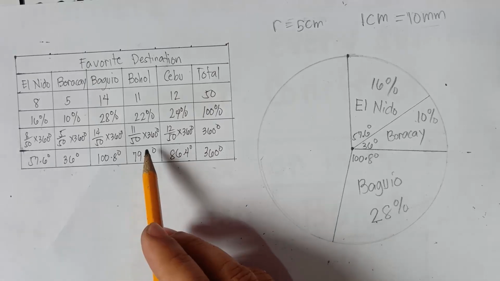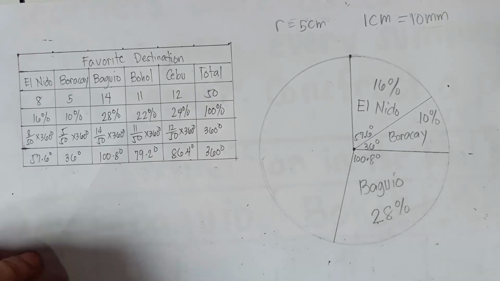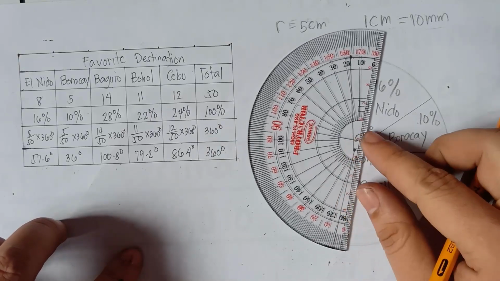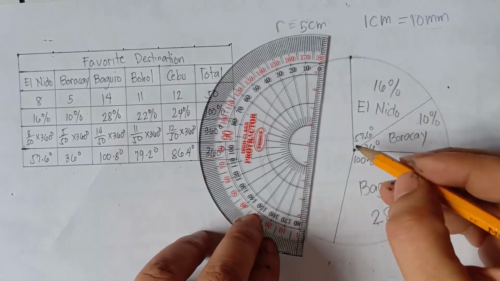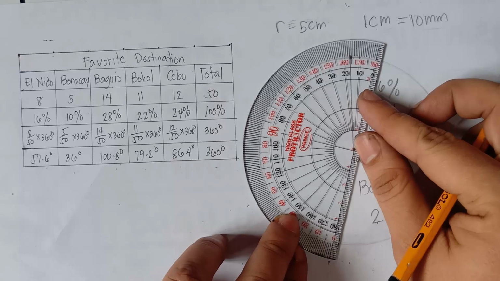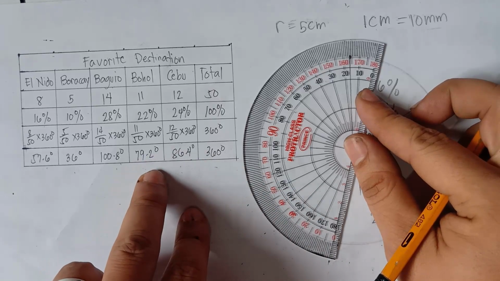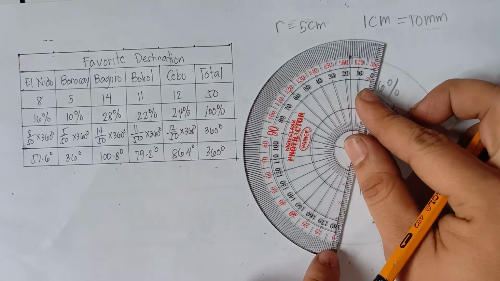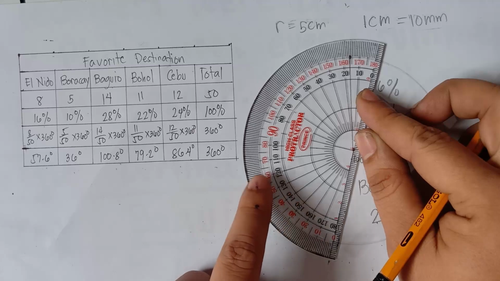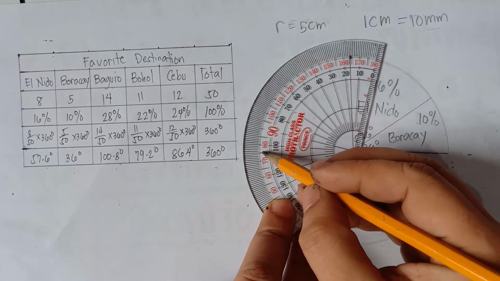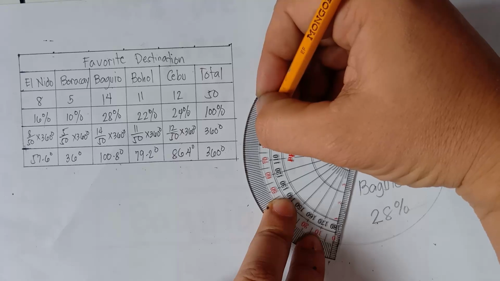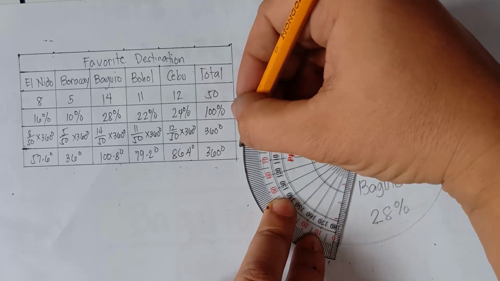Alright, so last two, we have Bohol, 79.2 degrees. So, use your protractor. You align 0 in this particular line, and this will be the center part of our protractor here. Alright, and then we have 79.2. So, 0, 10, 20, 30, 40, 50, 60, 70, 75, 80, then 79.2. This one right here, before 80.